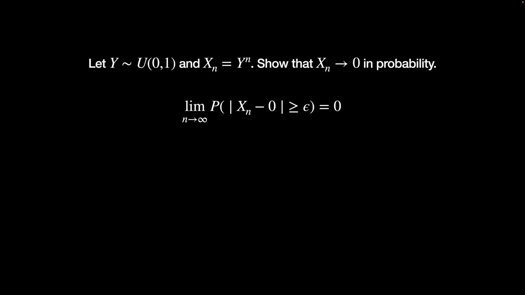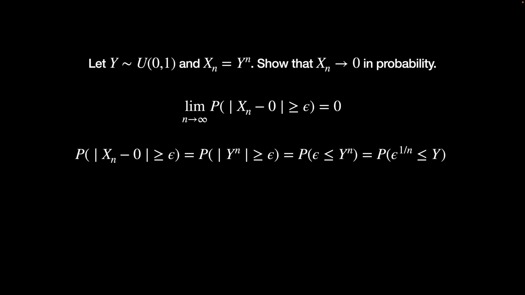Now you might immediately have the urge to simplify this, and that would be the right urge. So let's do that here. If we just look at our probability term, not our limit, and we plug in our definitions, we're just plugging in the fact that X sub n equals Y to the power of n. That's where our first equality comes from.